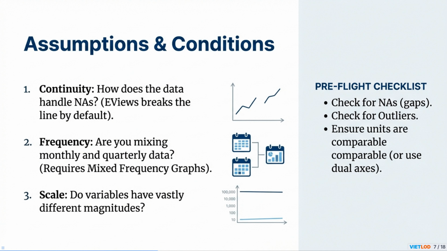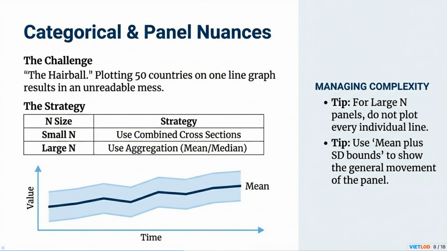Third, assess the scale of your variables. If you're plotting variables with vastly different magnitudes, such as GDP in billions alongside an interest rate in percentages, one variable's line might appear flat and uninformative. In such cases, using dual axes can effectively display both. As a pre-flight checklist, always remember to check for NAs, gaps in your data, check for outliers that might skew your visualization, and ensure units are comparable or use dual axes when they are not.